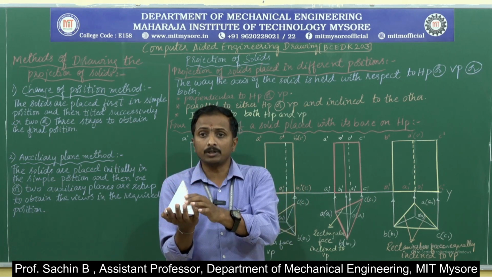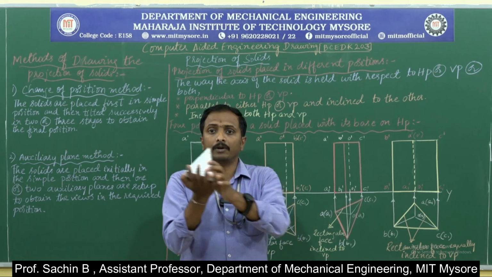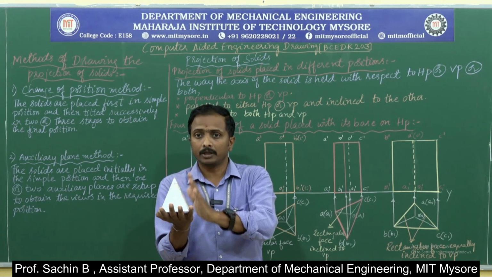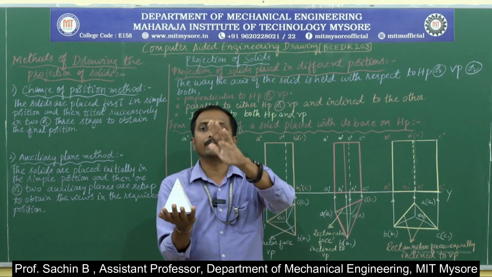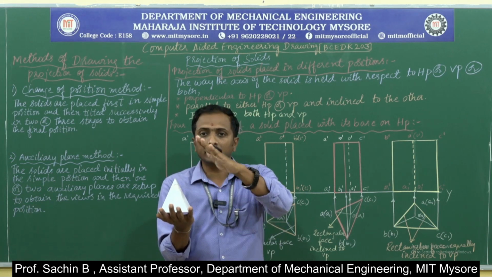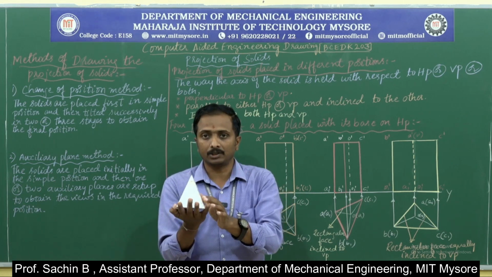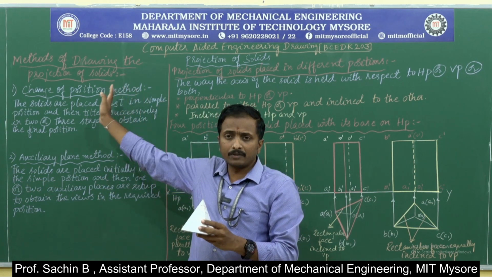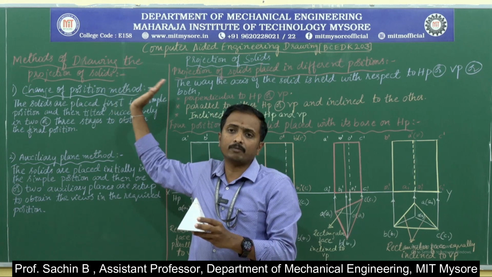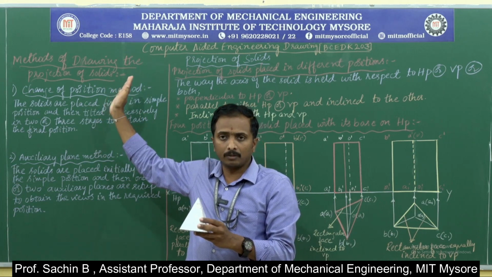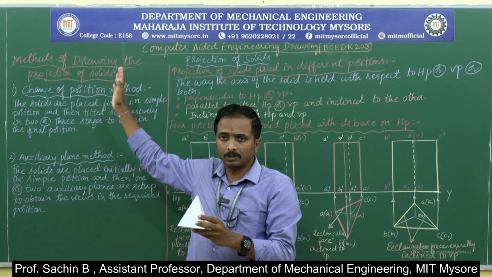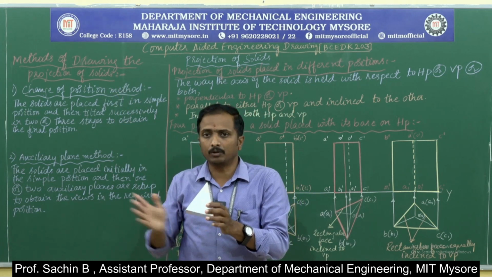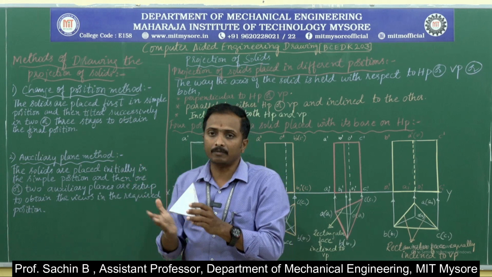But in the change of position method, we are moving the object. When it comes to the auxiliary plane method, the object is fixed in the first position, but we are rotating or bringing the auxiliary planes. That is called the auxiliary plane method. Now, in our syllabus, we have only the change of position method type of problems. We don't have auxiliary plane method type of problems.